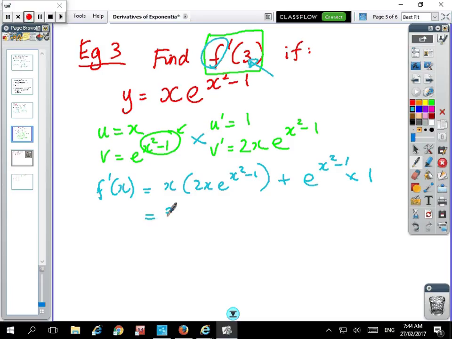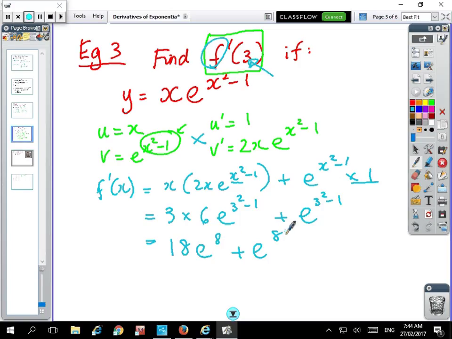So let's just try that. So we're going to put 3 times 6e to the 3 squared minus 1, plus times 1 doesn't change anything, e to the 3 squared minus 1. So we've got 18e to the 8 plus e to the 8, and that equals 19e to the 8.